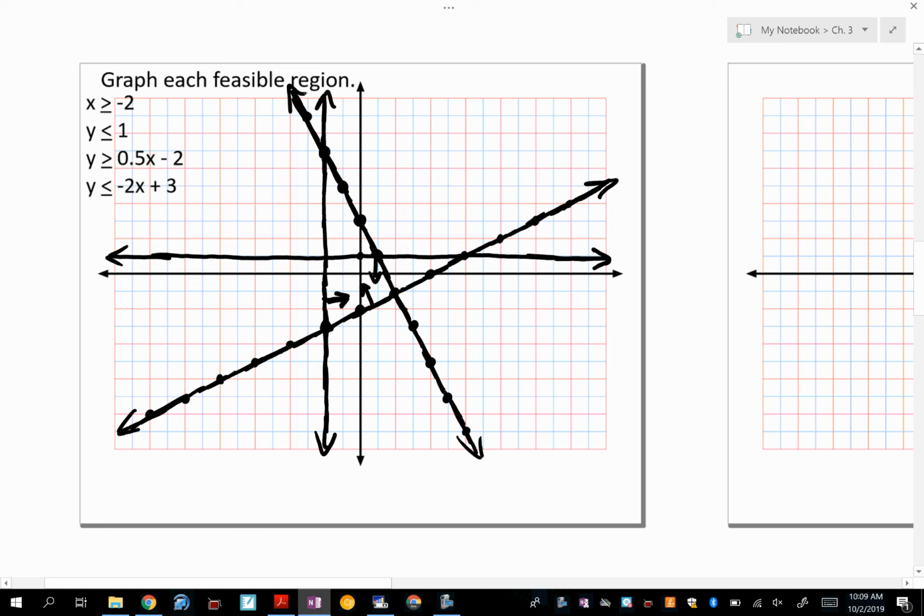Okay? I'll let you catch up there before we finish. That's why on these, Josue, when there's more than 2 linear inequalities, I tell students don't shade until the end.